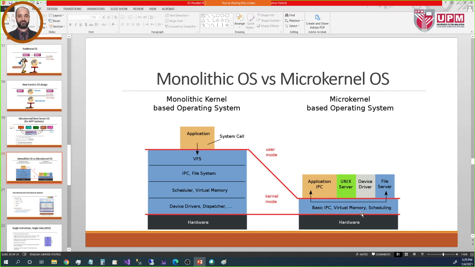But in the microkernel operating system, as you can see here, we have basic IPC, virtual memory, and scheduling only. Only this part, and some of this part. Other services, like the file system, are located on a different server.